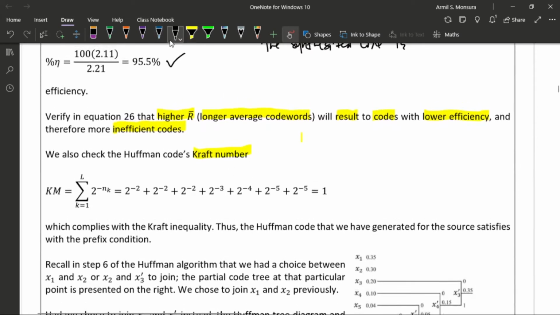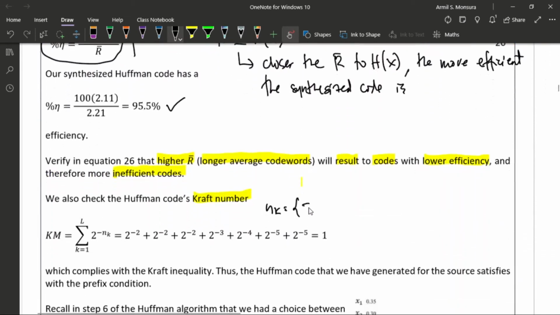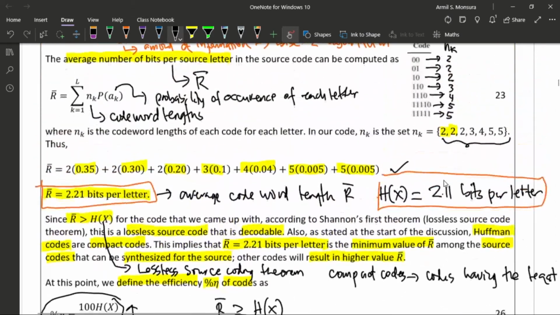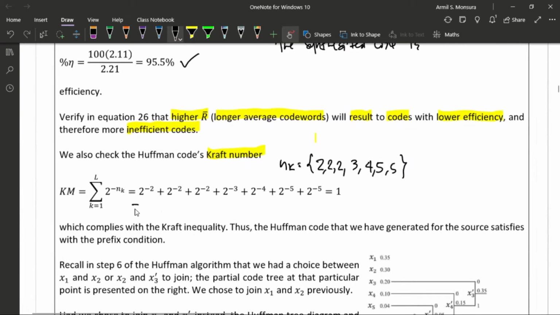Since the set of code word lengths for this one is 2, 2, 2, 3, 4, 5, 5. So we can compute the Kraft number as 3 × 2⁻², plus 2⁻³, plus 2⁻⁴, plus 2 × 2⁻⁵. So please verify that this computes to 1.